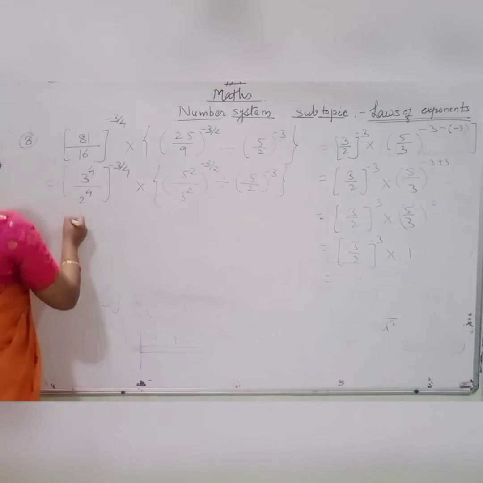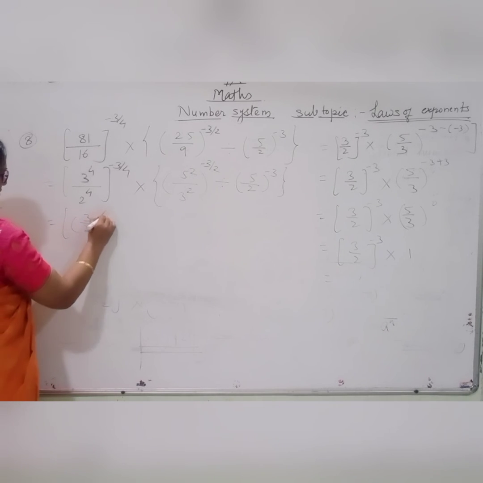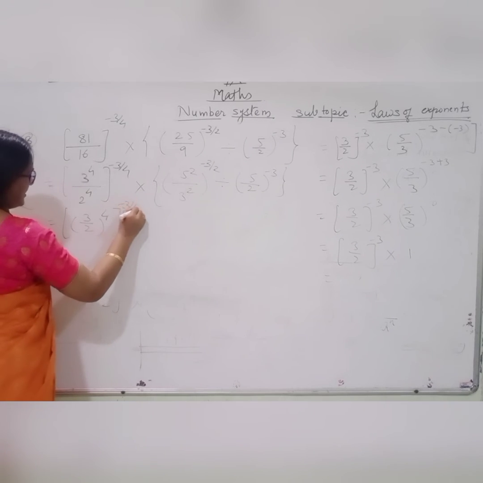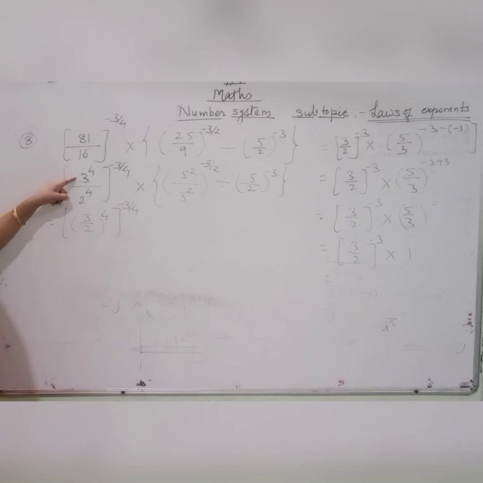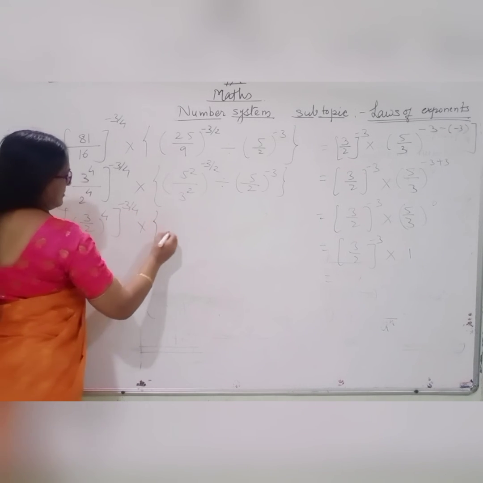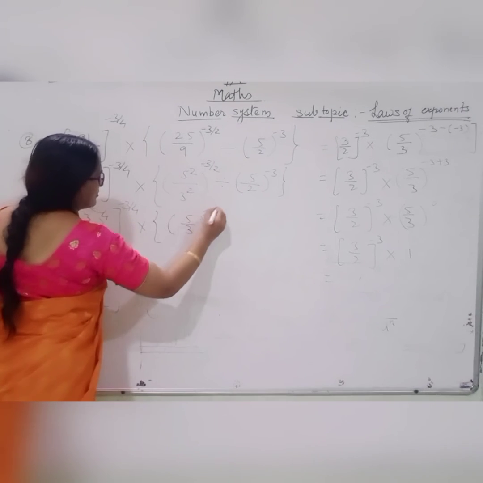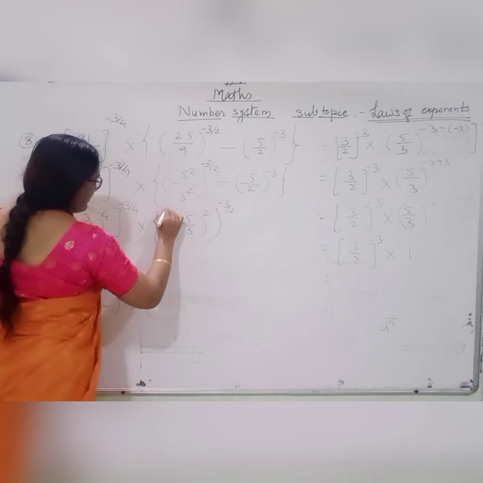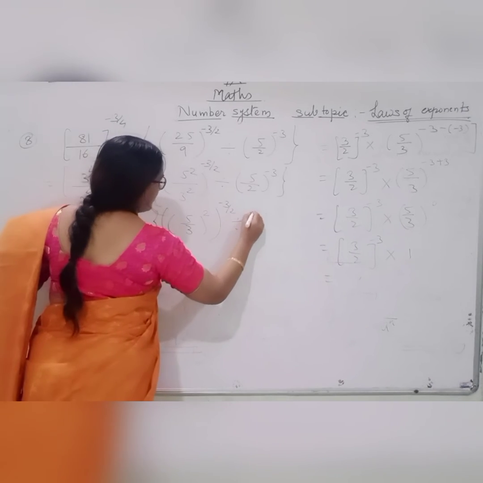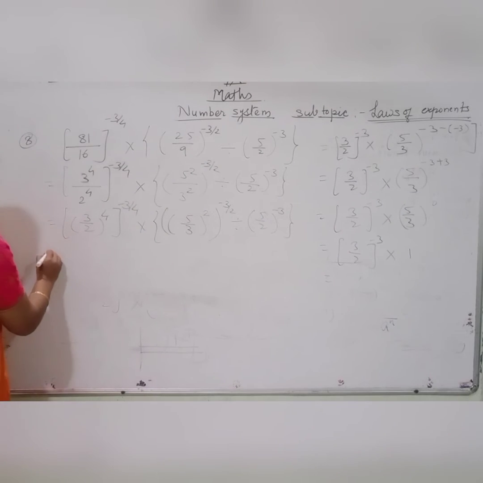Okay, is equal to (3 by 2) raised to the power 4, raised to the power minus 3 by 4, because a raised to the power m divided by b raised to the power m is equal to (a upon b) raised to the power m. We have to write the rule here, laws here, multiplied by, here (5 by 3) raised to the power 2, bracket raised to the power minus 3 by 2, divided by (5 by 2) raised to the power minus 3 is equal to.